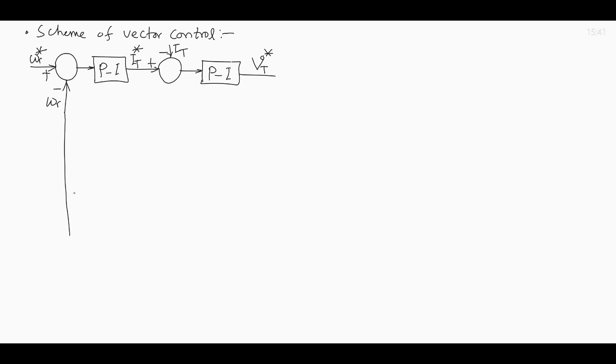So, now from the speed omega r, the flux command is generated. Stator flux command reference value psi star is generated, that is decided by the flux control block, which is very well known, already discussed several times. This is the flux control block.